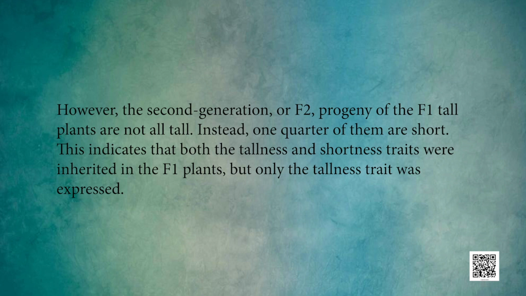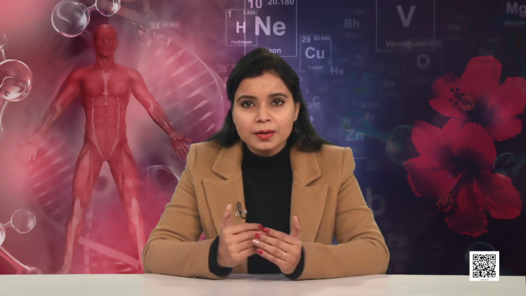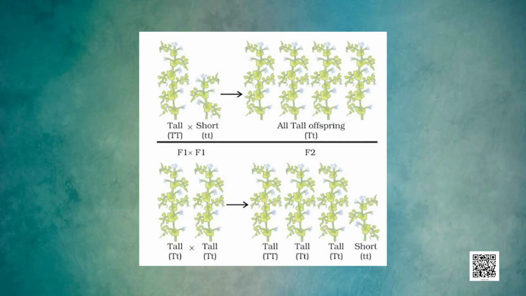This indicates that both the tallness and the shortness traits were inherited in the F1 plant, but only the tallness trait was expressed. Thus, 2 copies of the trait are inherited in each sexually reproducing organism. These two may be identical or may be different. A pattern of inheritance can be worked out with this assumption.